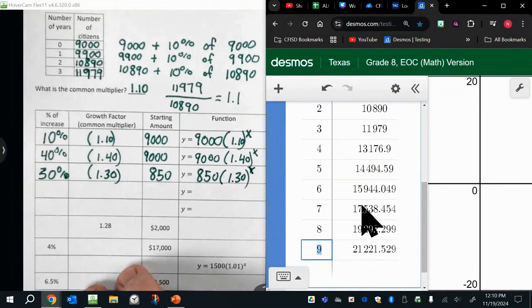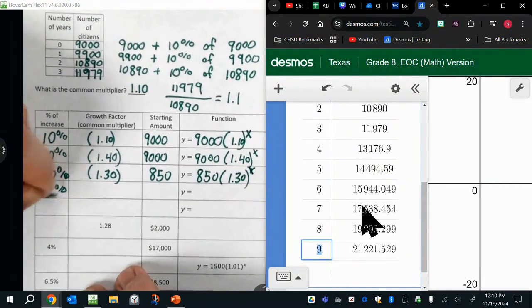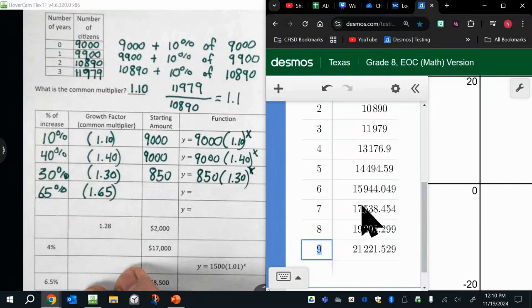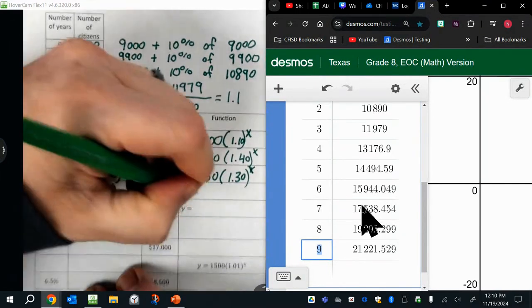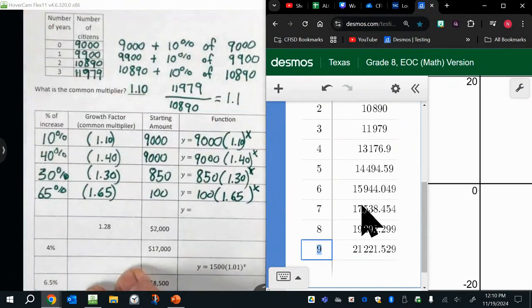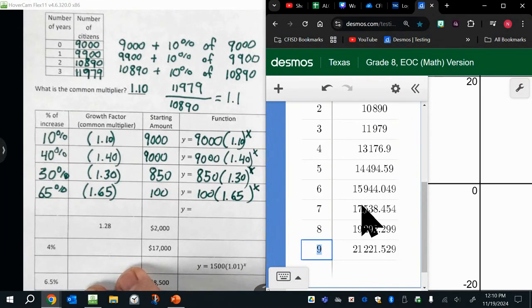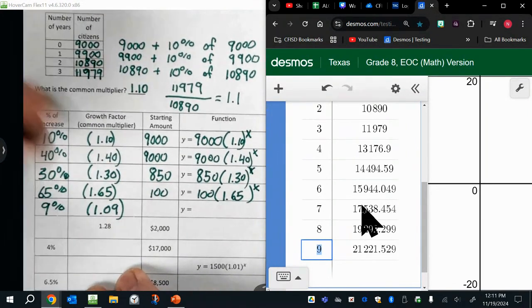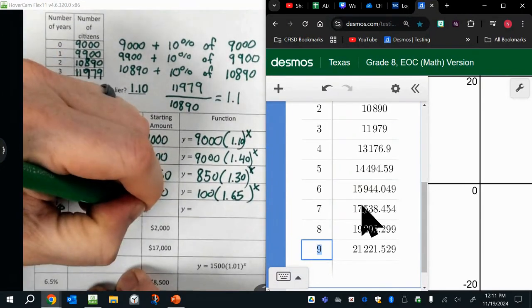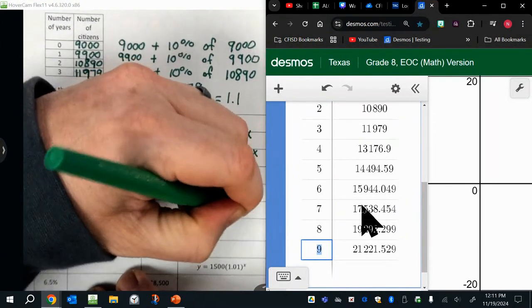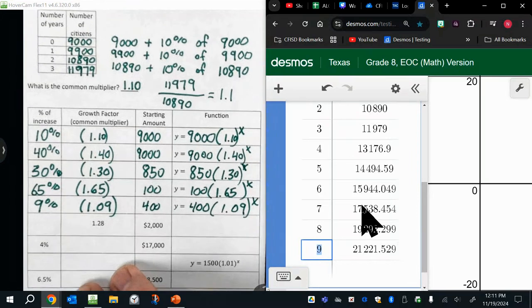Say I had 65%. Well, what would that be? 1.65. I don't know, where do you want to start it at? Maybe it's $100 that it starts at. So we start at 100, and this is growing by 65%. All right, I don't know, maybe it's a 9%. What would that be? 1.09. Maybe it starts at, I don't know, $400. So $400, and it's growing 9%.